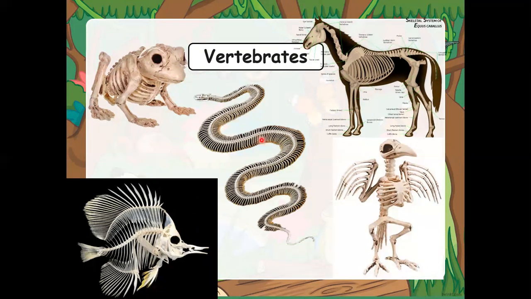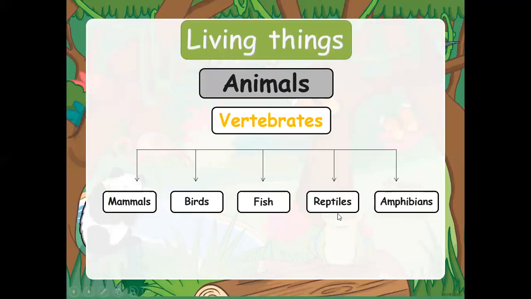This is a picture with five groups. Let's see. Here I have the living things. We are going to talk about the animals among the living things. I have animals and plants. The animals are divided into vertebrates and invertebrates. We are going to talk about vertebrates. The vertebrates are divided into five groups: mammals, birds, fish, reptiles, and amphibians.